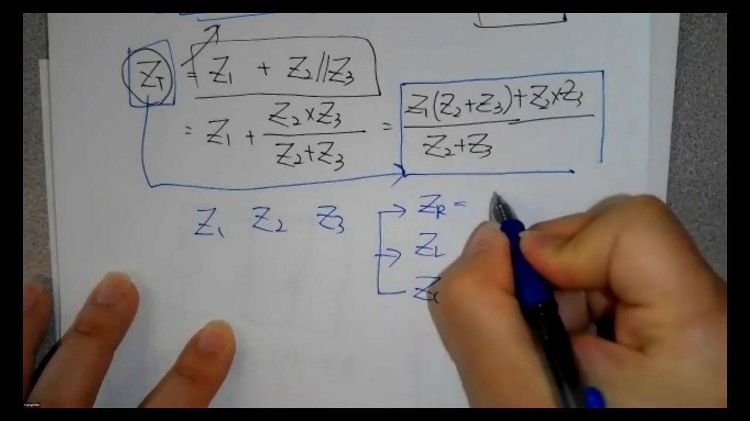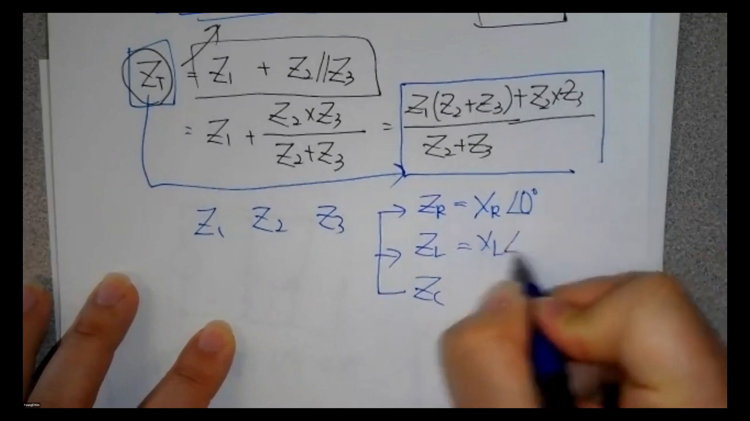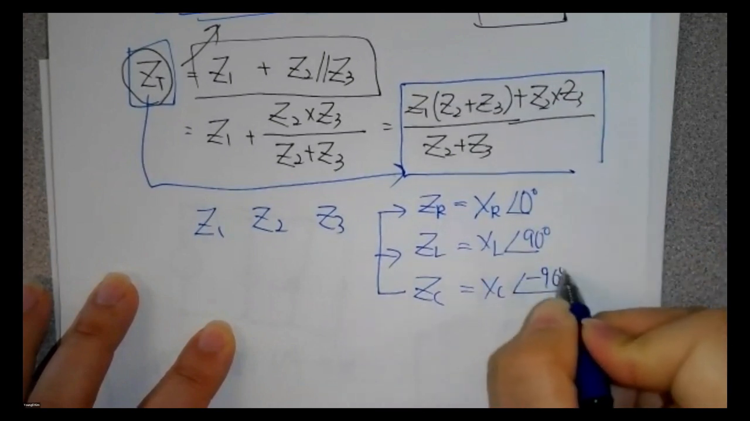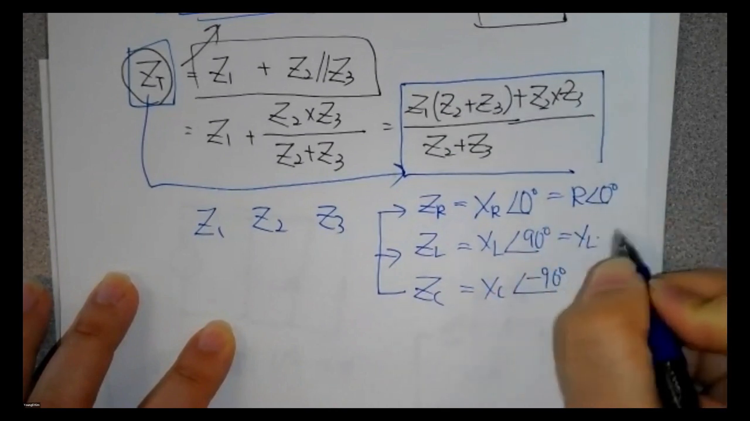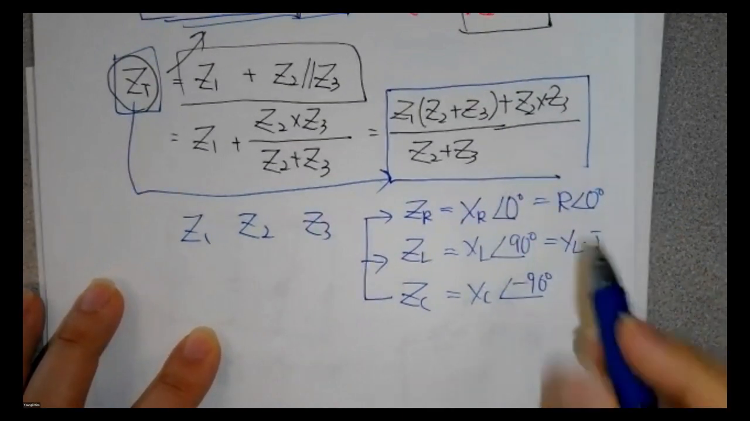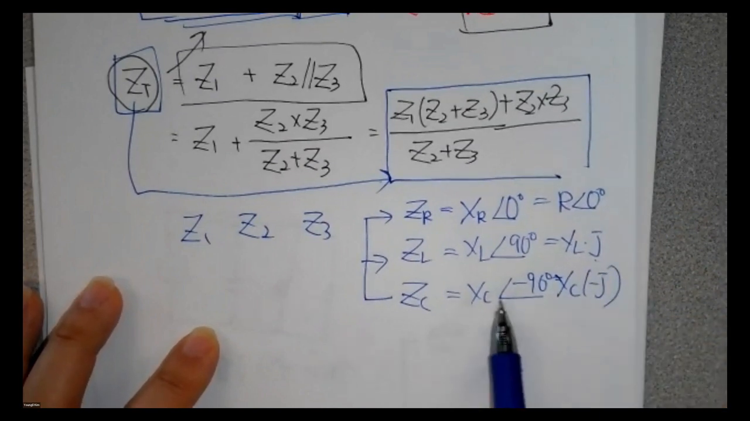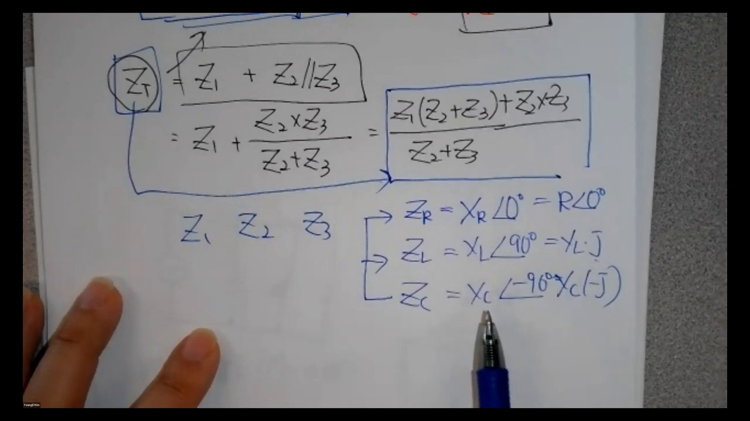So it means X sub R is 0, X sub L is 90, X sub C is minus 90. That is R at 0, X sub L is J. Very important, J, not minus J. X sub C is minus J. X sub C is minus J. Why? Because of the minus 90 degree. Why was that the minus 90 degree? You can go back to chapter 1, okay?